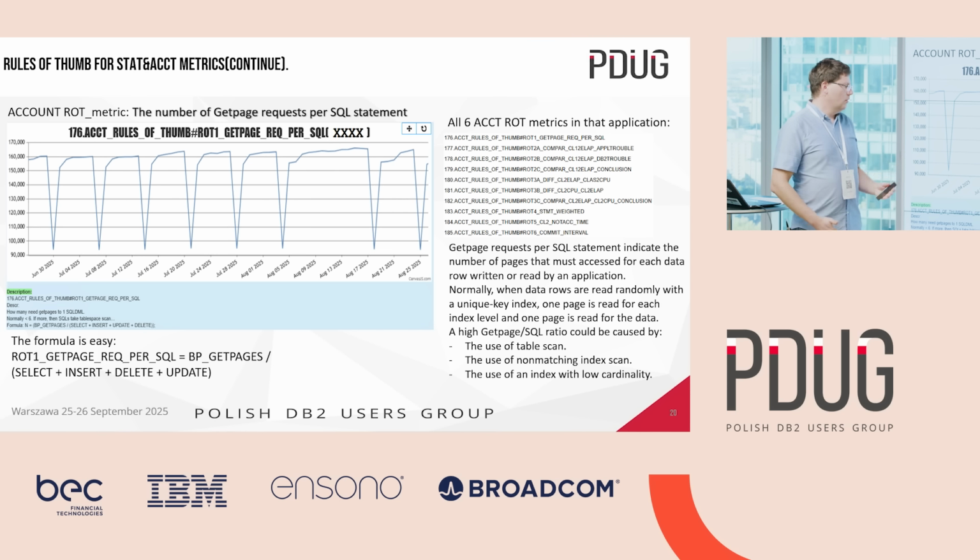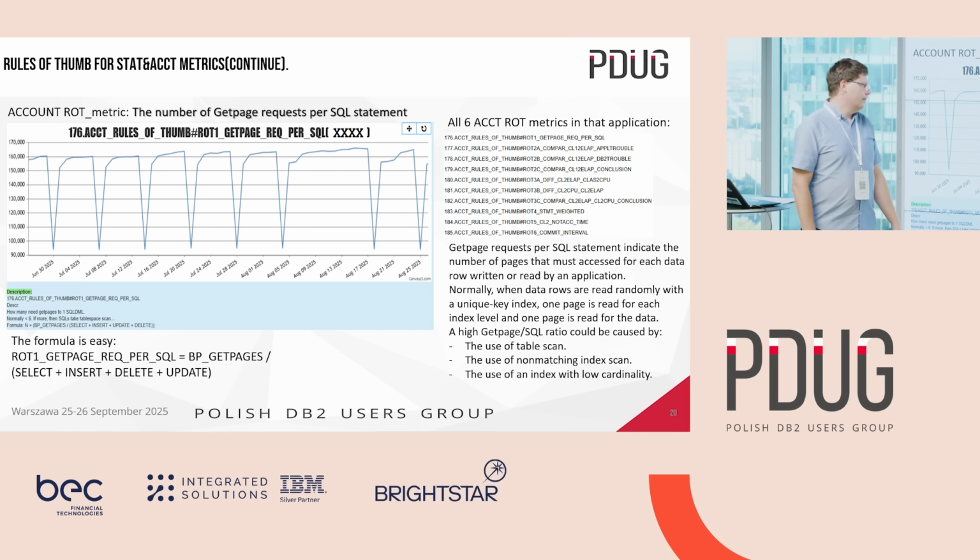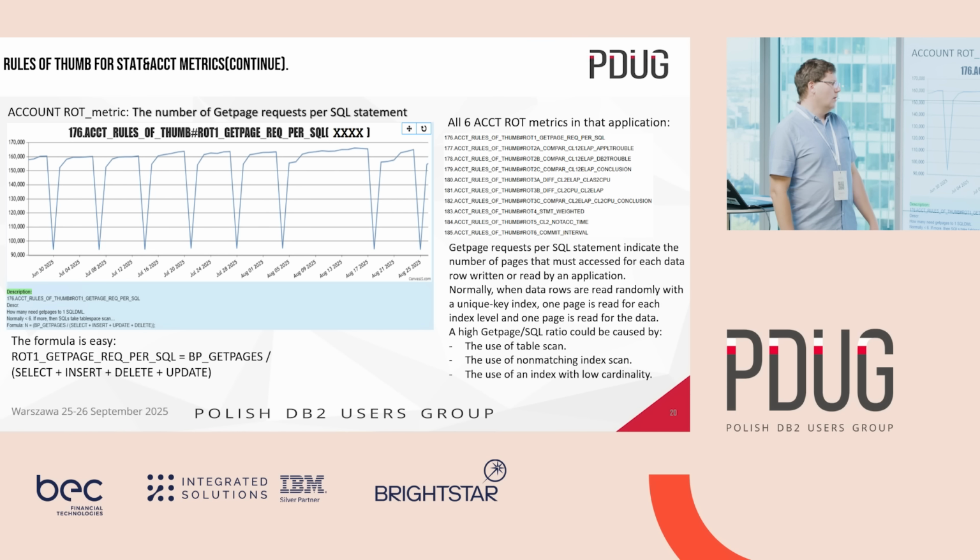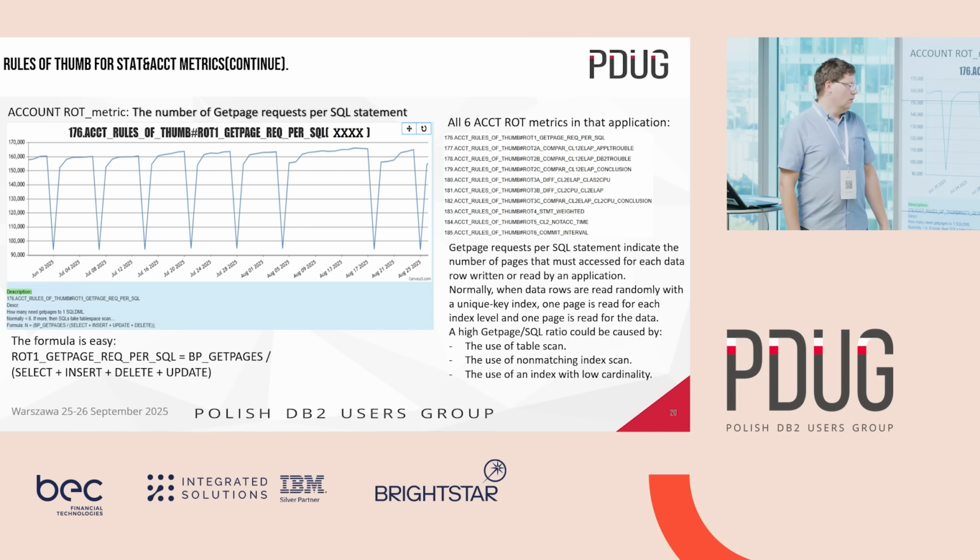Normally, when SQL is developed well and the tables have appropriate indexes, when data rows are read randomly with a unique key index, one page is read for each index level, for example 5 index levels, and one page is read from the data.